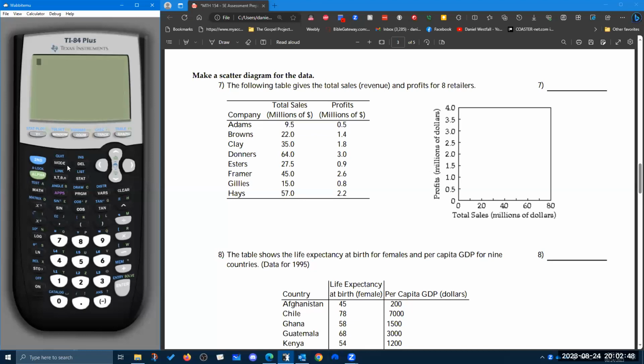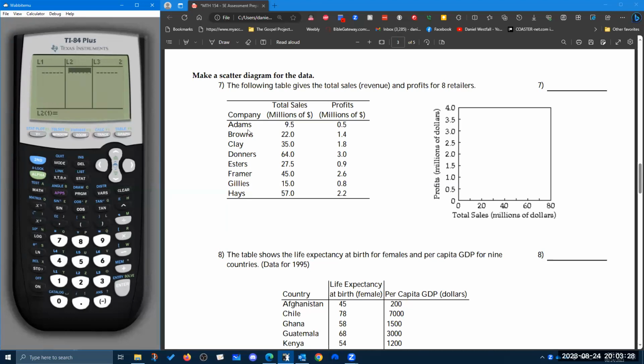But for now, we're going to clear our list, second memory. I'm going to clear all my lists before I get started. And I'm also going to make sure that I turn all my plots off. It's just stat plot, make sure that all my plots are off. Number 4, there we go. And edit.